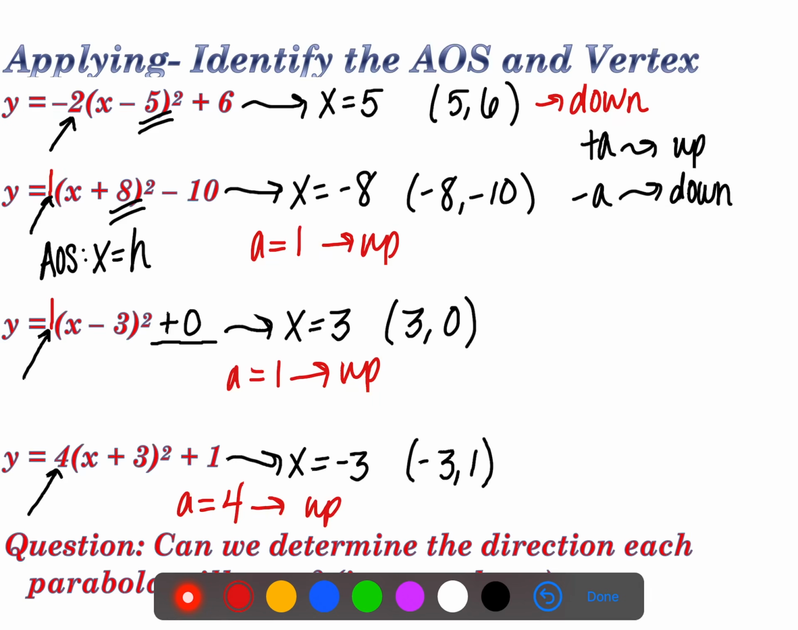So without even having to make a graph, we can determine the way that it opens. If this opens down, there's going to be a maximum. And if these three open up, there's going to be a minimum value.